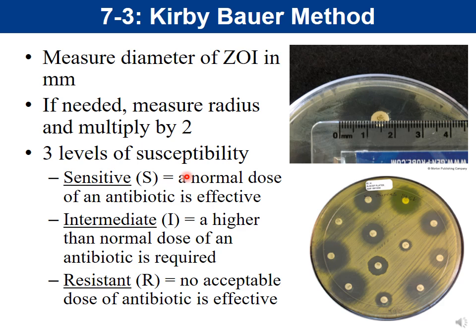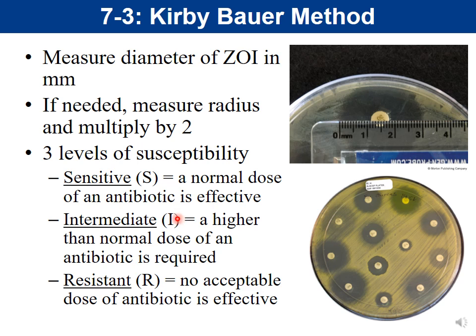Now, you want to understand these 3 levels of susceptibility. So that if the bacteria is sensitive, right, you're going to have a big clearing around the disc. And that tells us that a normal dose of the antibiotic would be effective.